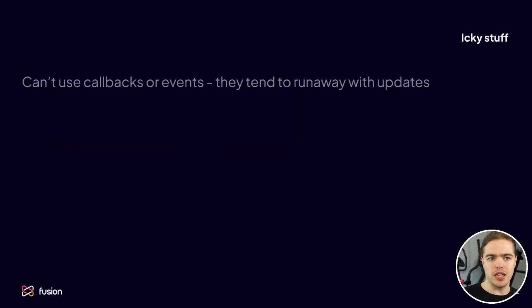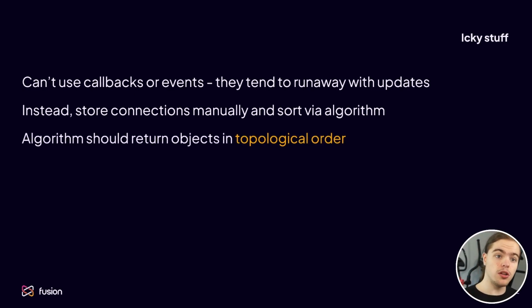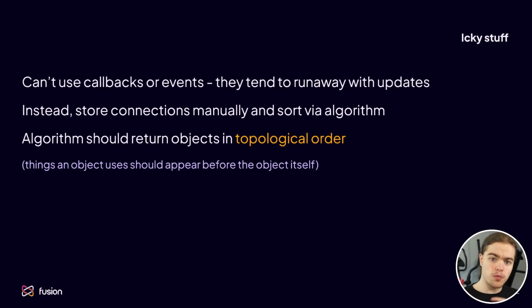Basically, this means we can't use callbacks or events. They tend to run away with updates. You could imagine how each callback might then invoke other callbacks, and so on and so on. We just lose control. So instead, we will manually store the connections between our state objects, so that we can sort through the whole structure using some kind of algorithm. This algorithm should return things in topological order. That is, things an object uses should appear before the object itself. It's what we just discussed.